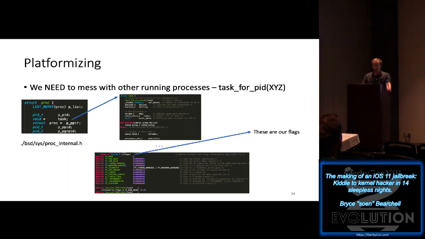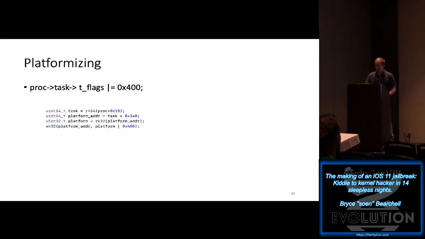That's another story. So platformization. What do we need platformization for? Well, it gives us the ability to talk to other processes is the main thing that we care about. There's a couple other attributes to it, but we need to say, hey, I need to talk to task for PID for whatever PID I want. Okay? And again, it's our simple, it's our friendly proc structure that we've already seen, and it has a task pointer. We look in the task pointer, we look down, and there are our flags. And there you go. That's all you have to do.